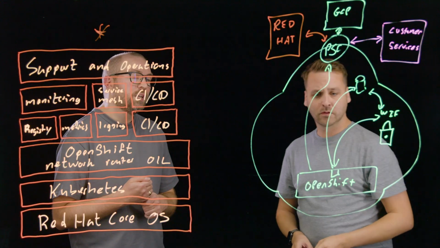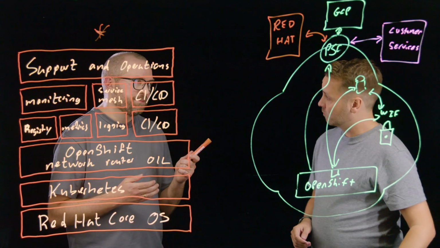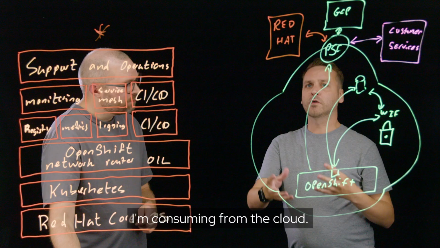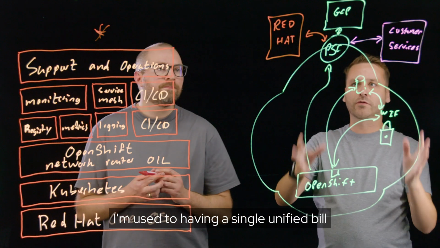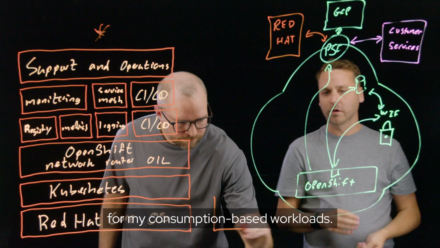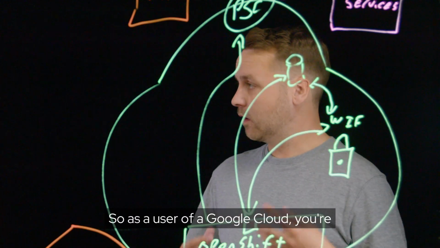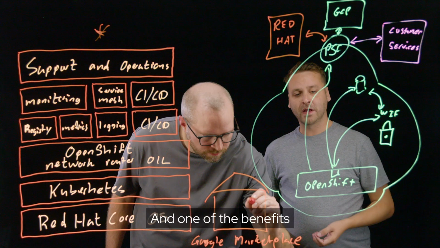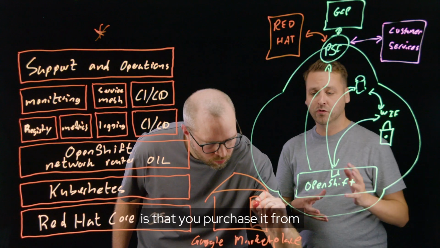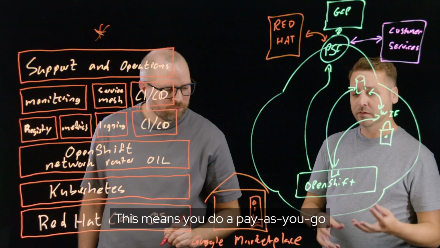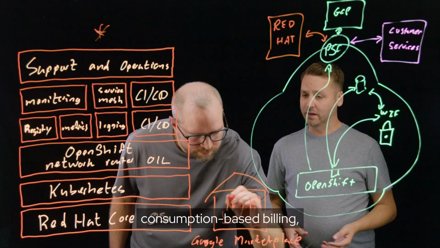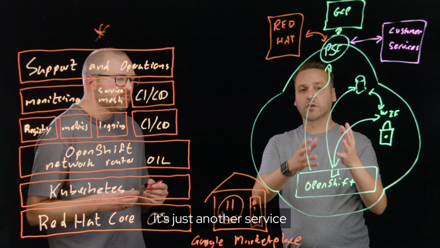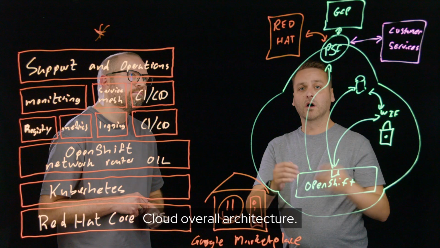Exactly. Very nice. What about Google Cloud Marketplace? Yeah, exactly. So one of the big questions that teams often have is, right, I'm consuming from the cloud. I'm used to having a single unified bill for my consumption-based workloads. So as a user of Google Cloud, you're expecting a single unified bill for all of your overall services. And one of the benefits of OpenShift Dedicated is that you purchase it from the Google Cloud Marketplace. This means you do a pay-as-you-go, consumption-based billing, and it's all in one single place. So for you as an end user, it's just another service within your Google Cloud overall architecture.